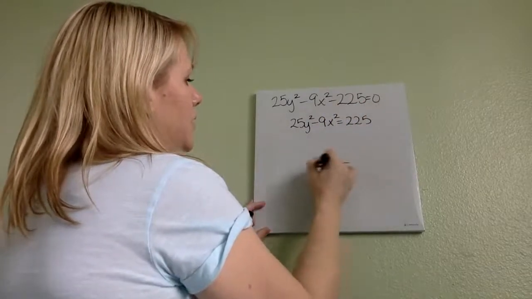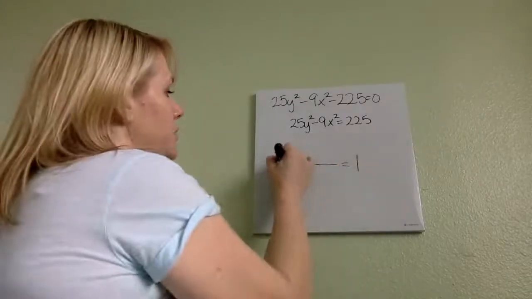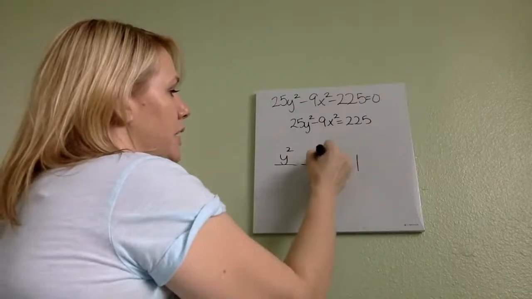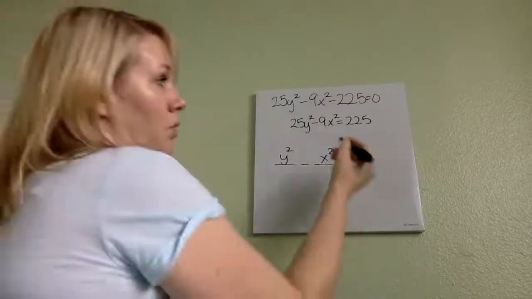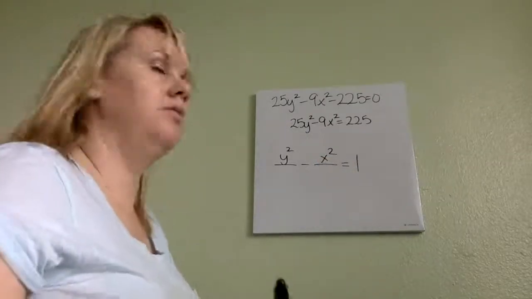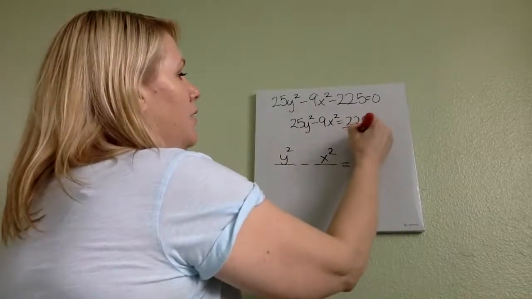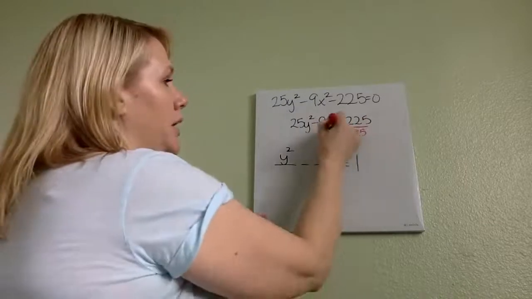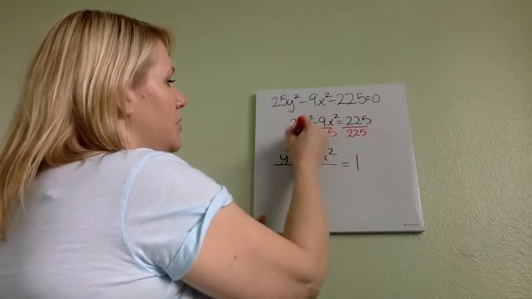And then I want something that looks like this, right? I want a y squared over a number minus an x squared over a number equals 1. So how do I get it equal to 1? Well, I divide everything by 225. So I divide the 225 on the right-hand side and I get 1. I divide the 9 by 225 and I divide the 25 by 225.